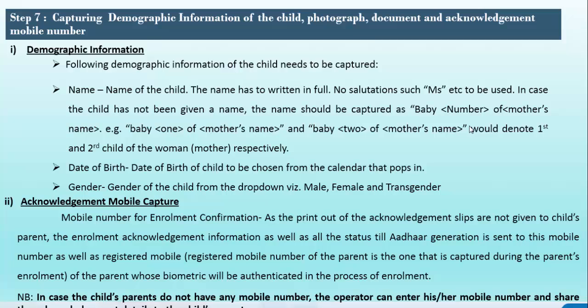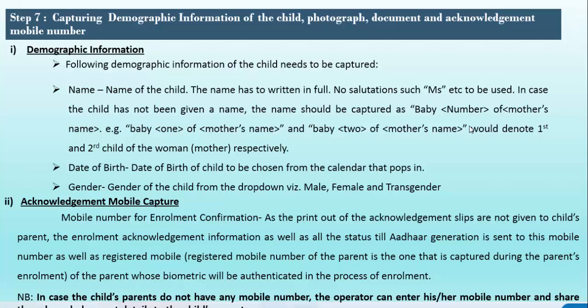Then we can go to the date of birth field. The date of birth of the child is to be chosen from the calendar, which will be enabled as a pop-up menu. So you can just select the year, then month, then date, depending on the date of birth of the children. Then you have to select the gender of the children, either male, female or transgender, based on the birth certificate.